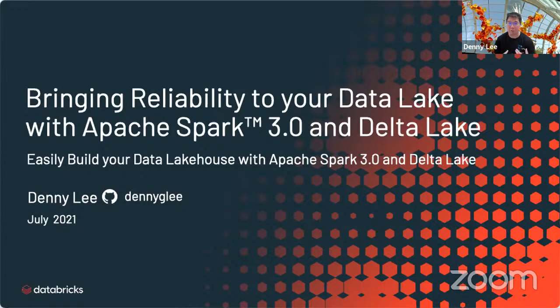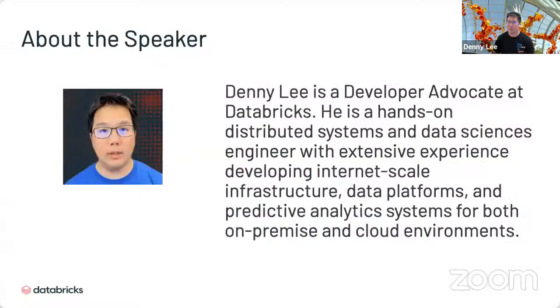So, as you can tell, this is about bringing reliability to your data lake with Apache Spark 3.0 and Delta Lake. I'll start with a little bit about myself, just to provide some context. I'm a developer advocate at Databricks. I've been working with Apache Spark since 0.7, so quite some time. Before that, I was at Microsoft, a principal program manager for SQL Server, where I helped build some of the largest enterprise SQL Server systems, including some astronomical systems, by the way, as well.